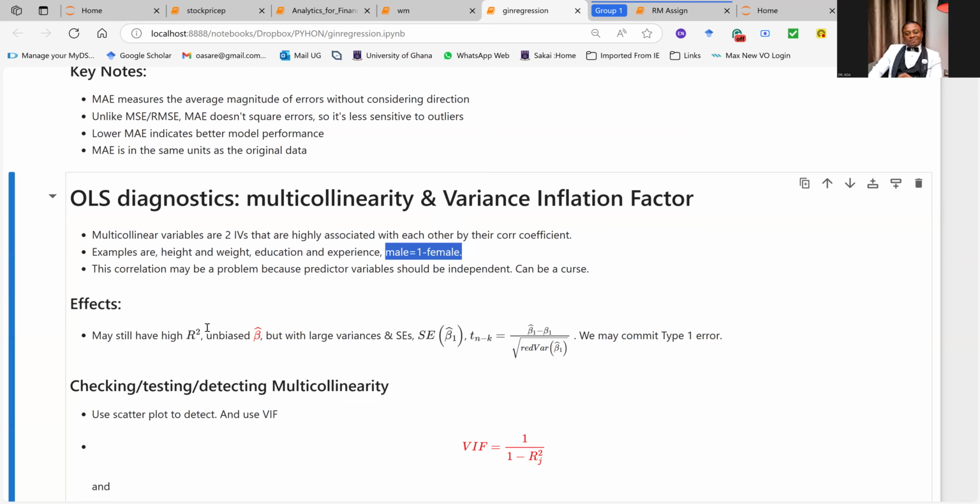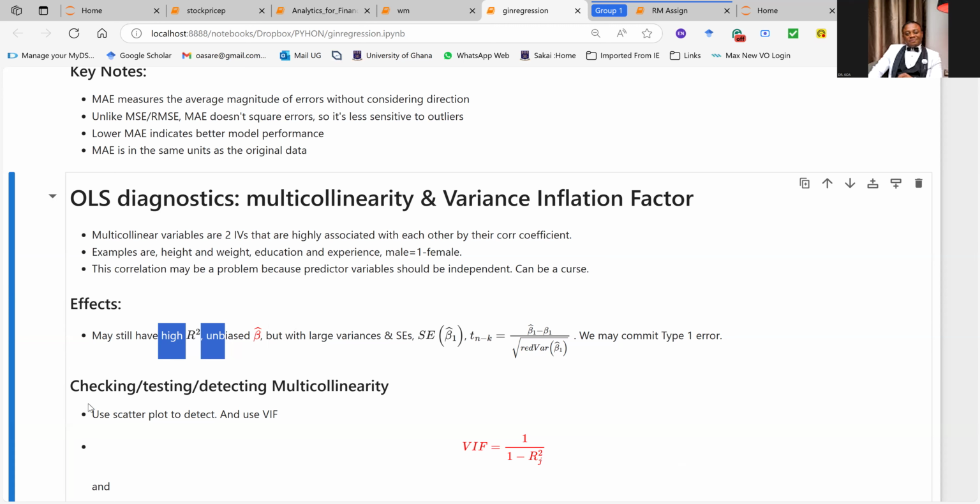So an R-square can be high, but we can check the standard errors and see that the standard errors are still very, very bad. So you can have a higher R-square. I've said this multiple times: a lower R-square doesn't mean that the model is bad, and a higher R-square doesn't mean the model is good.